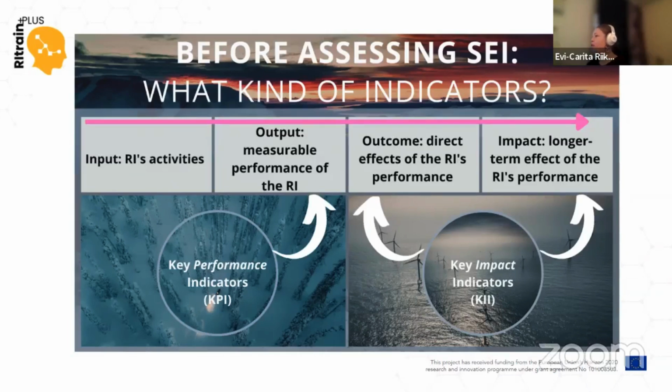But then what happens after? Because what is the end result of that performance? So we could think that there are two types of end results, so to say. There's outcome, so the direct effect of the RI's performance, something that's quite easy to pinpoint maybe in a quite short time frame. And then we have actual impacts, which are longer term effects of the RI's performance. And these could be measured by impact indicators. So we have two different types of indicators to measure slightly different things.